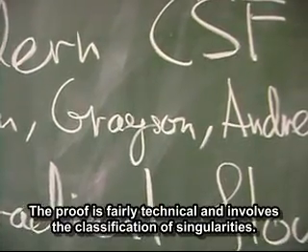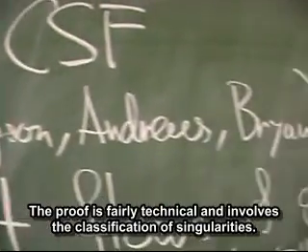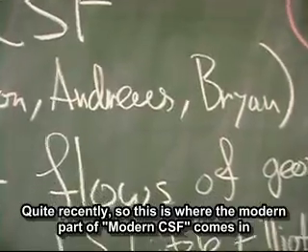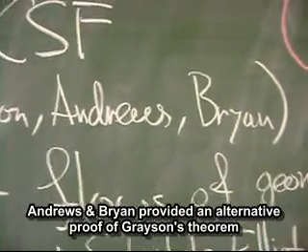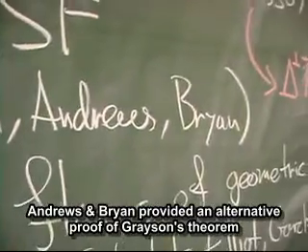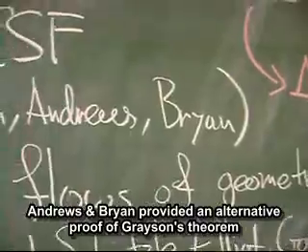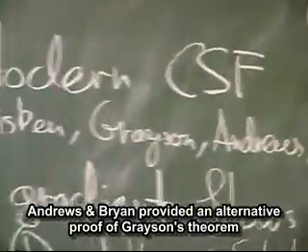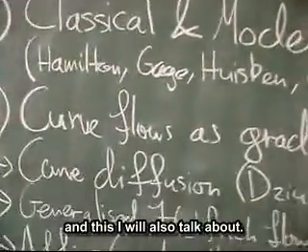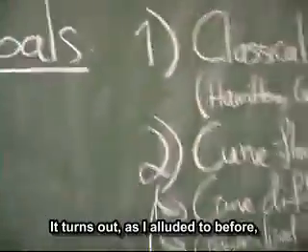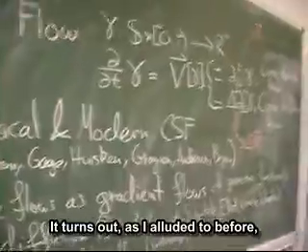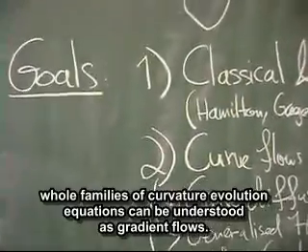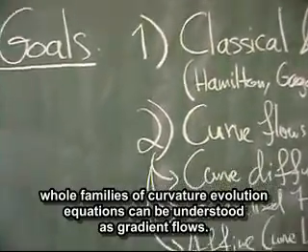The proof is fairly technical and involves the classification of singularities, and quite recently, so this is where the modern part of modern curve shortening flow comes in. Quite recently, Andrews and Bryan provided an alternative proof for Grayson's theorem, and I'll also talk about this.